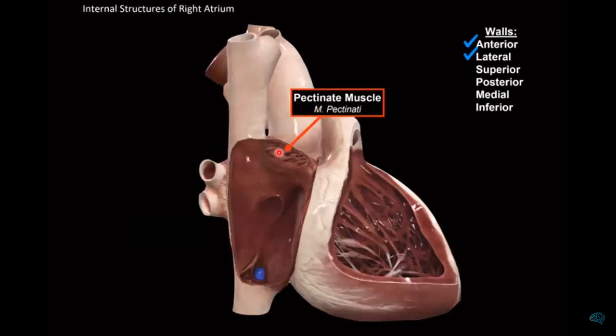So in here we have a little pectinate muscle for the anterior view. Okay. In here you can see the superior view. Okay. First of all you have to understand something.